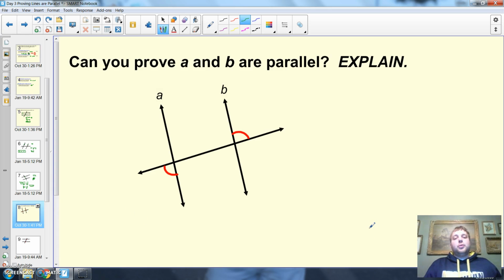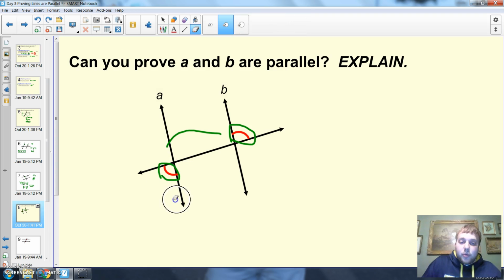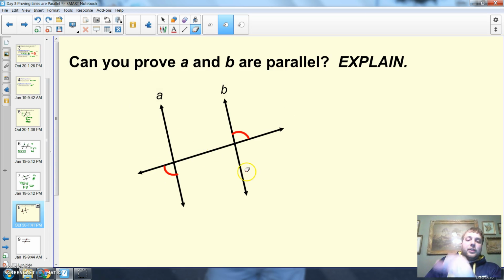Okay, here. Can we prove that A and B are parallel? Alright, now here's the thing. If we put a little dash like this, that's saying that it's going to be the same as another angle that has that same dash. Now, this has that same dash. So I know these two are the same. So, can I prove that the lines are parallel because these two are the same?